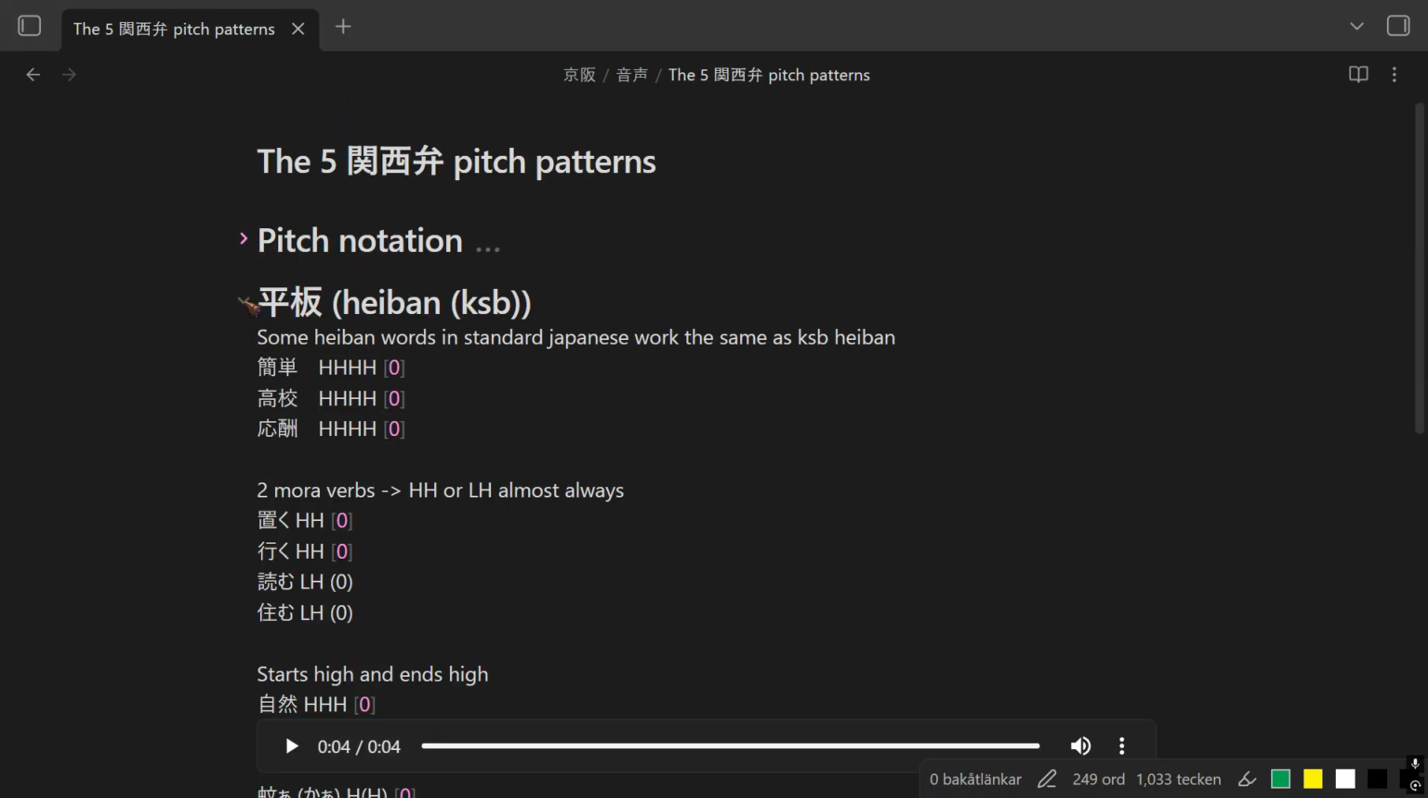So as you can hear, if you're at all familiar with standard Japanese, this sounds a lot higher. It's pretty similar to the standard Japanese heiban, but there are some key differences that I thought were important to note. Largely that every single verb, every single word even, starts high no matter what, and ends high.